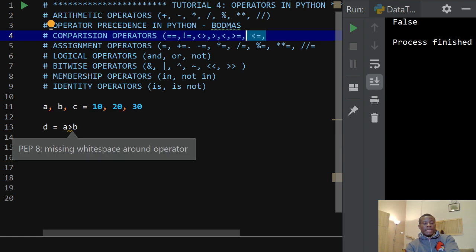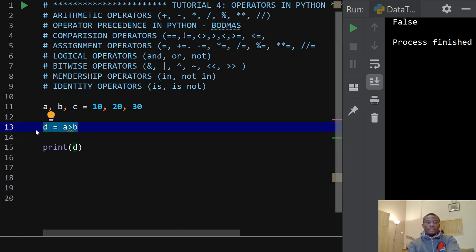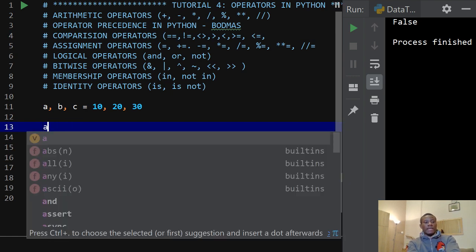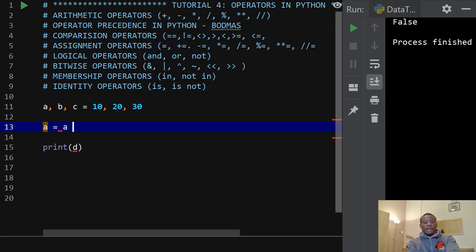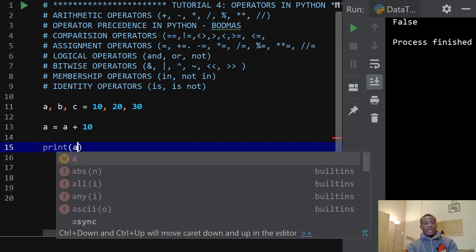Let's now look at the assignment operators. Normally, in traditional programming, we have something like A is equal to A plus, let's say we add 10 to it. So this means A is equal to 10 plus 10. So the answer is going to be A will become 20.